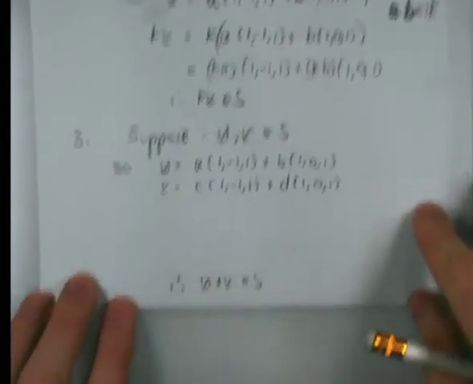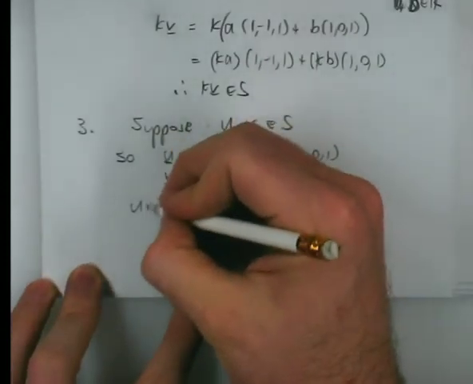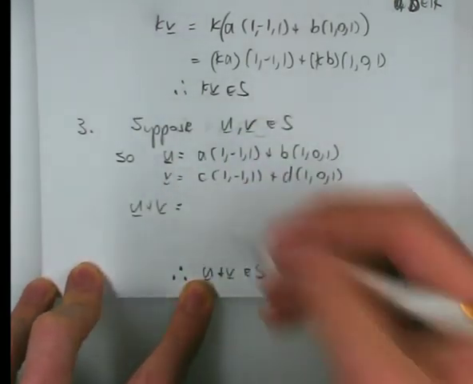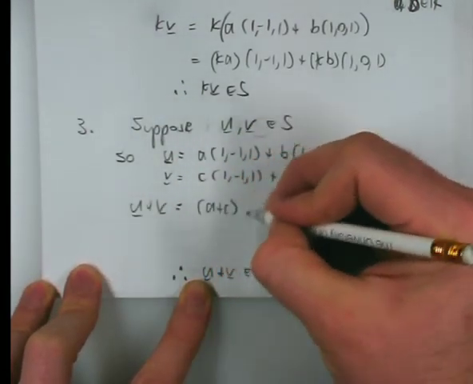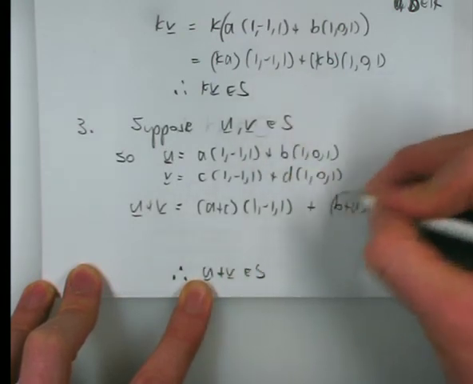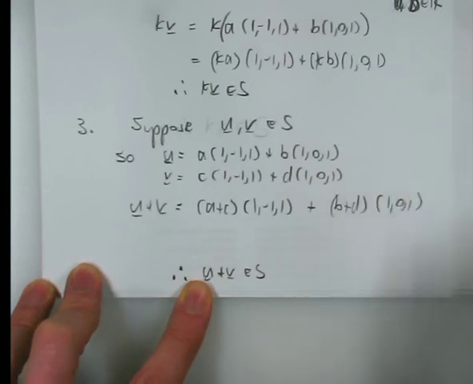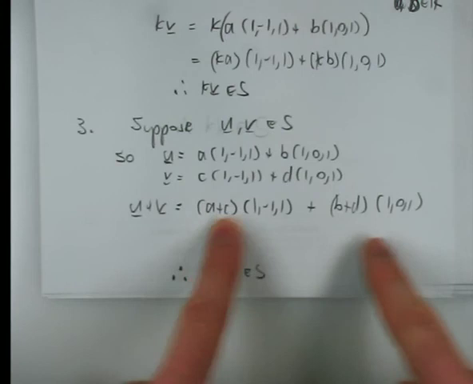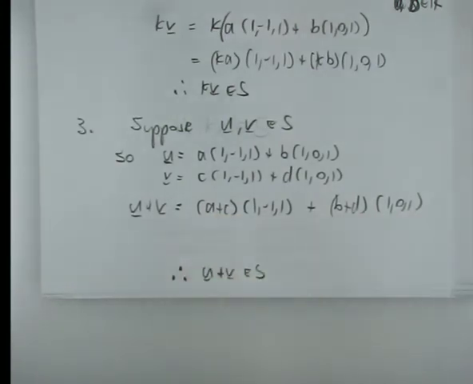Then U plus V: if I add them together, I'll have A plus C lots of that vector, and B plus D lots of that vector. And therefore, U plus V is in S because it's something times 1, minus 1, 1, plus something times 1, 0, 1.